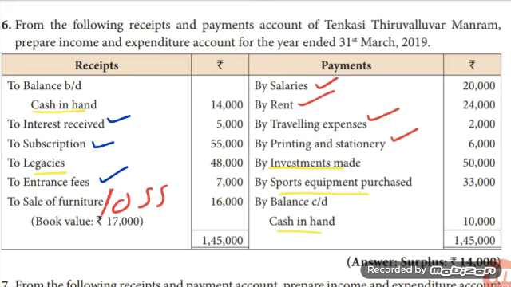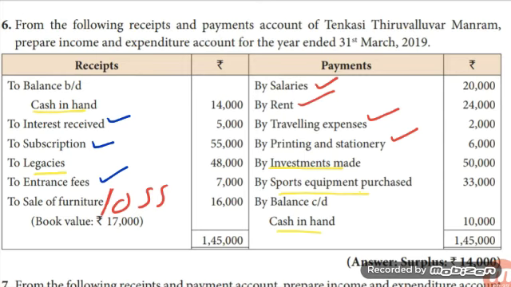Note the point. Show the workings. Calculation of sale of furniture: selling price 16,000, book value 17,000. Then find the difference. Then write explanation: as the selling price is less than the book value, the sale is loss. Loss is equal to 1,000. Then this loss on sale of furniture will be shown on the debit side of income and expenditure account.